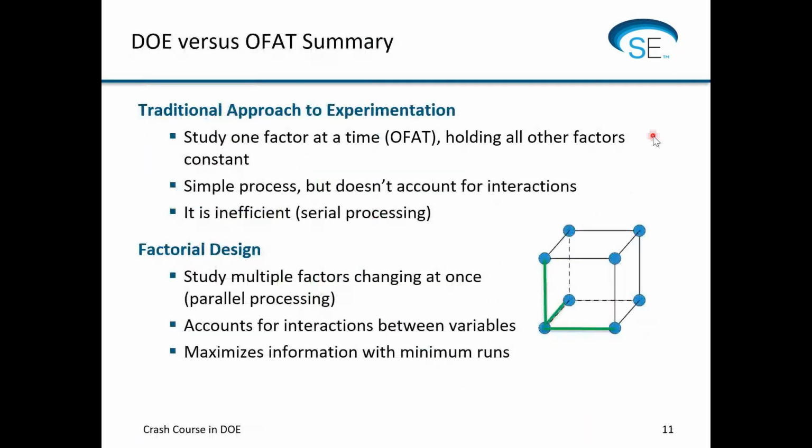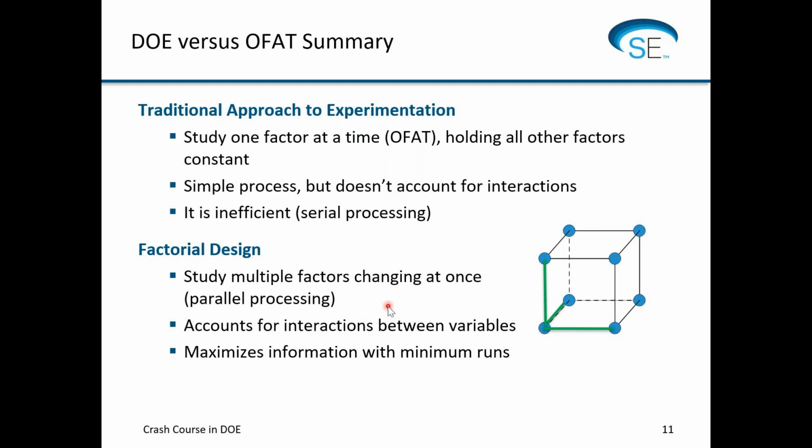So the traditional approach to experimentation, the one factor at a time while holding all other factors constant, is very simple, it's very understandable. I can see why all of us would be tempted to believe in such a concept, but it's also inefficient. It's serial processing, right? First, we'll go from the standard to this one, then the standard to that one, then the standard to that one. So it's inefficient. Compare that to a factorial study.